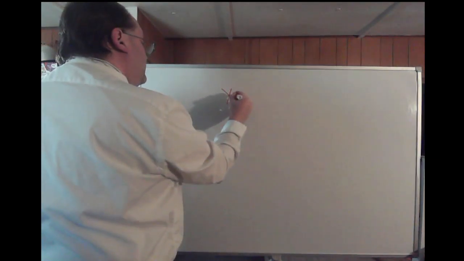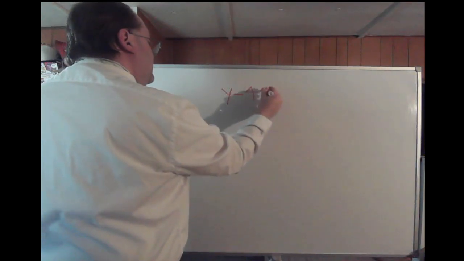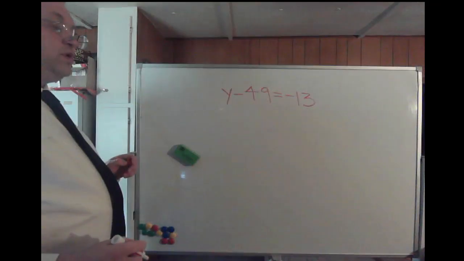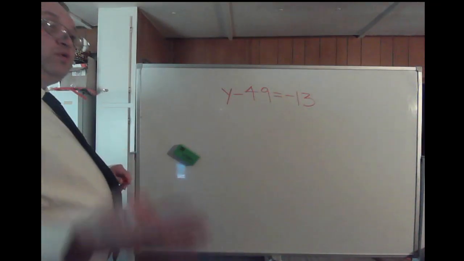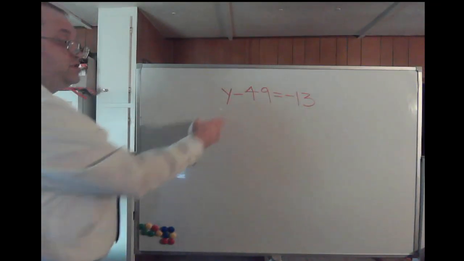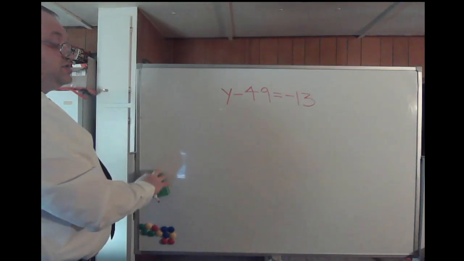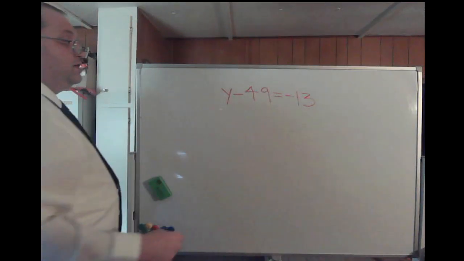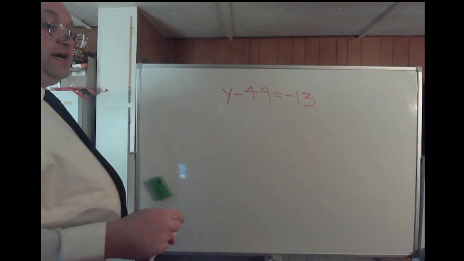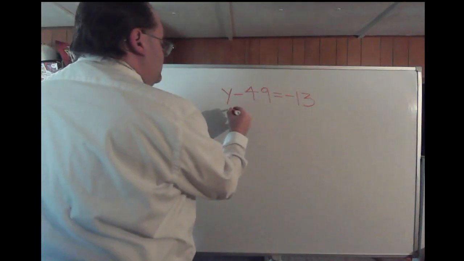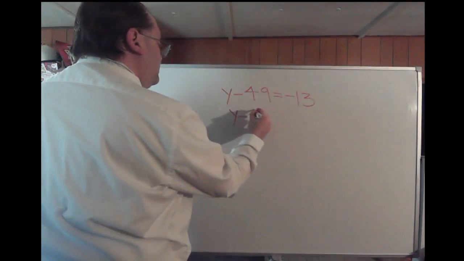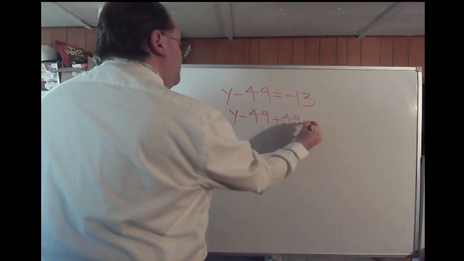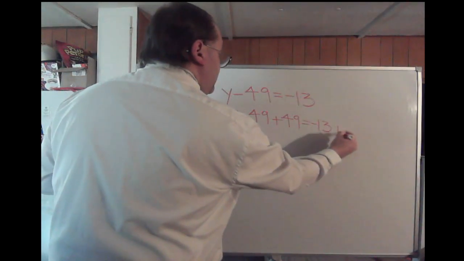Alright, so we got y minus 49 equals negative 13. Of course, we want to get y by itself. That's the goal. In order to be able to solve for y, we got to get that by itself. We got to get rid of that negative 49 that's here. In order to get rid of negative 49, we got to add a positive 49. So what you'll do is y minus 49 plus positive 49 will be equal to negative 13 plus positive 49.